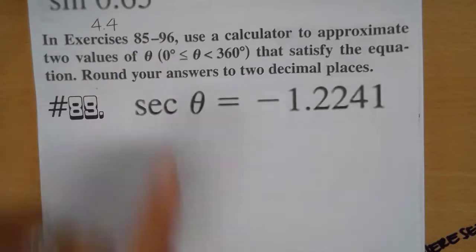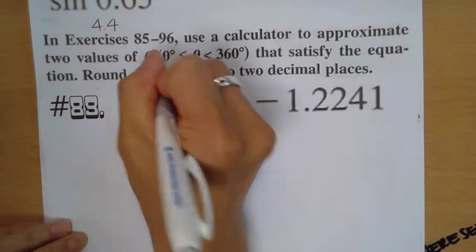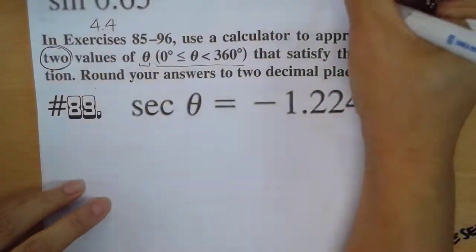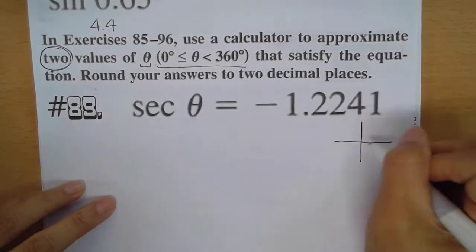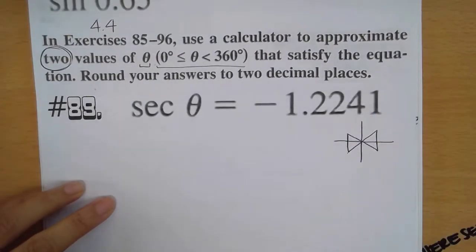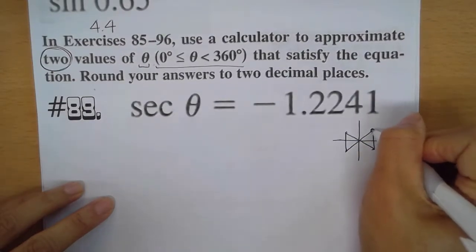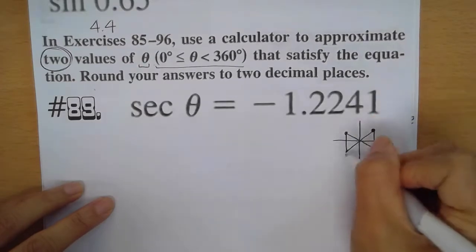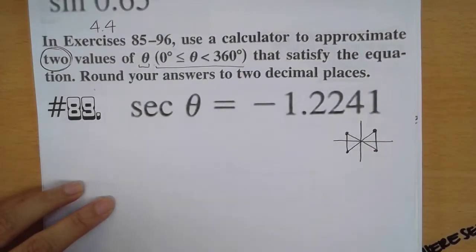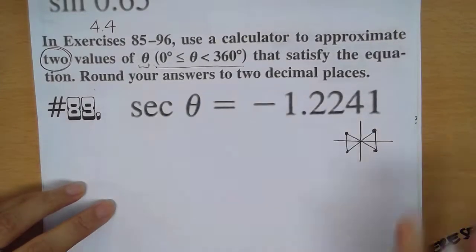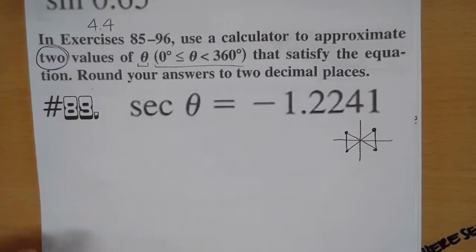In exercises 85 to 96, use a calculator to approximate two values of theta. Why two values? Because as we talked about in class, remember your little butterflies or bow ties of your reference angles, every value repeats twice. If we're talking about sine, it's a positive value here and here, negative here and here. So it occurs twice always, okay?